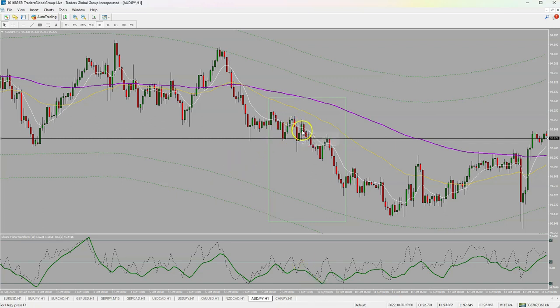What time did this confirmation Picotin candle happen? This one happened at 17 chart time. That's going to be equivalent to 9 a.m. my time. That is an acceptable hour for the candle to happen. Rule number 3 is now met.